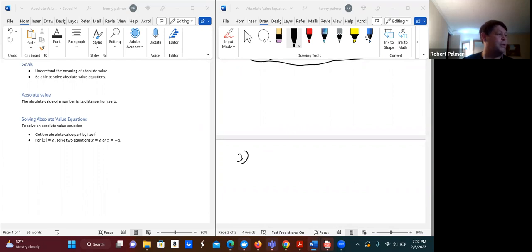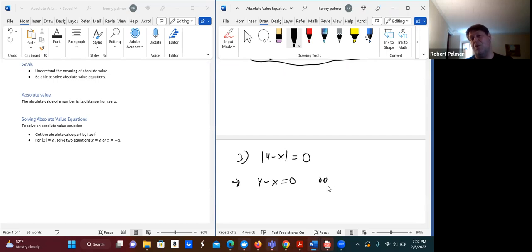All right, first one, say we have the absolute value of 4 minus x is equal to 0. In this case, the absolute value part is by itself, so we don't have to worry about that. Let's approach it the same way, so we'd have 2 equations. The distance of this from 0 is 0. Then we'd have 4 minus x is equal to positive 0, or 4 minus x is equal to negative 0.